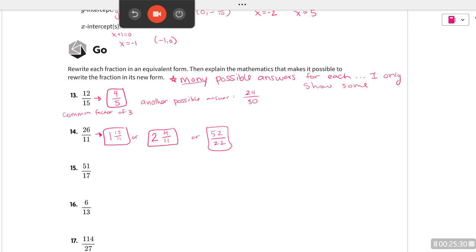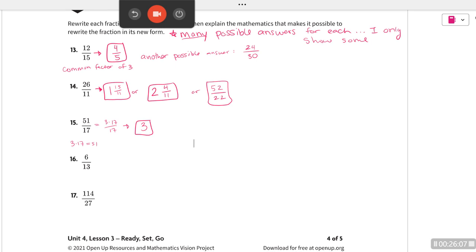Okay. 51 divided by 17. Actually, 3 times 17 equals 51. So I can rewrite this as 3 times 17 over 17, which then becomes just 3. So I could just write this as 3. Again, now that I know it's 3, there are lots of different ways I could write it. I could write it as, let's say, 27 over 3. I could do lots of different possible answers once I know that it's 3. I'll just put that one answer for this one, but again, there are many possible answers.